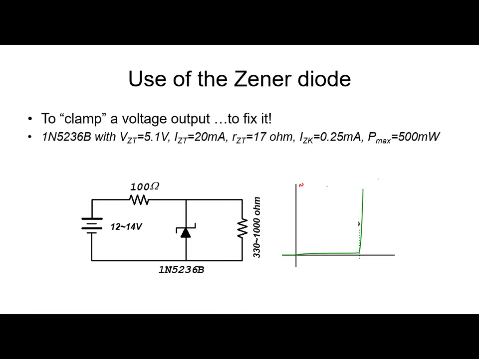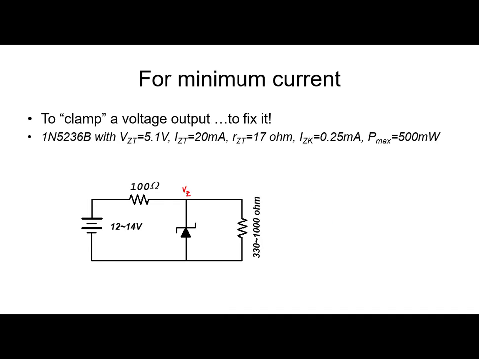Let's solve that circuit. We are operating in this region here. We know that this test point's value is 5.1 volts and 20 milliamps. Those are the coordinates of the test point. We cannot go below 10% of the test current, 2 milliamps, or above the maximum current, that would be 500 milliwatts divided by 5.1 volts. That is approximately 100 milliamps. The slope is 1/17.